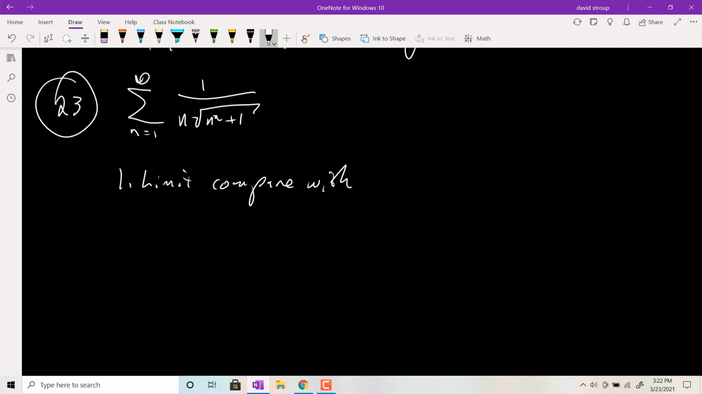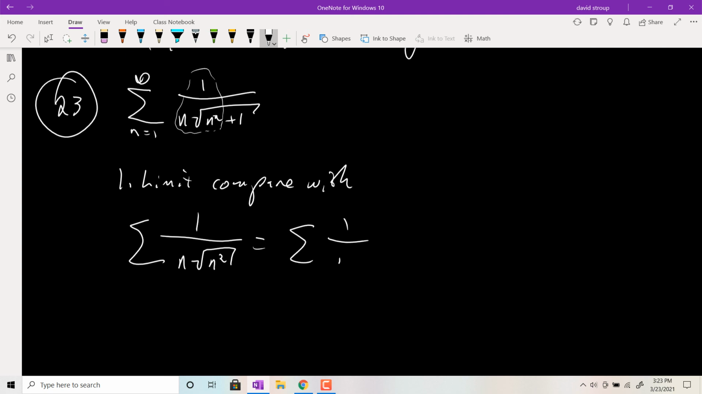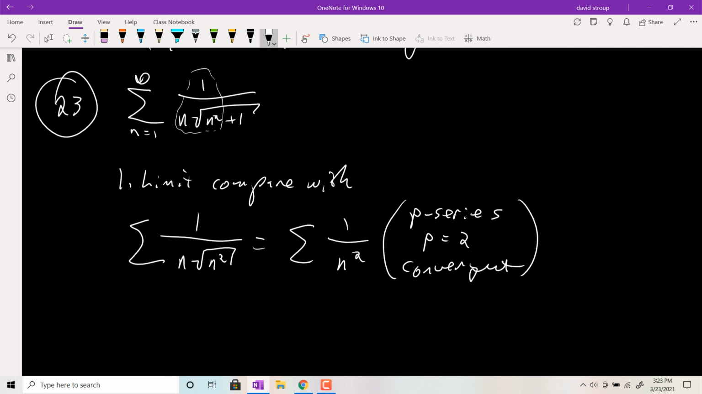with 1 all over, just chop off this part here, just use that. So it'd be 1 all over n times the square root of n squared. It's this series. And then you could simplify that into 1 all over n times n, which would be n squared. And then tell me what kind of series it is. It's a p-series. And then because p is 2, it's convergent. So I need to see all of that information.